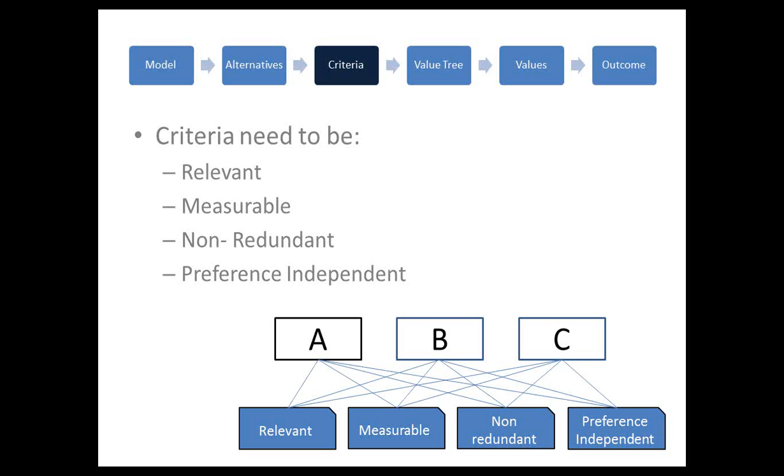And finally, criteria must be preference independent. That is, you must be able to state your preference for one criterion without knowing anything about the performance of the alternatives on the other criteria. It cannot be that you are willing to travel more miles or a longer time for a hospital that is white than for a hospital that is black.